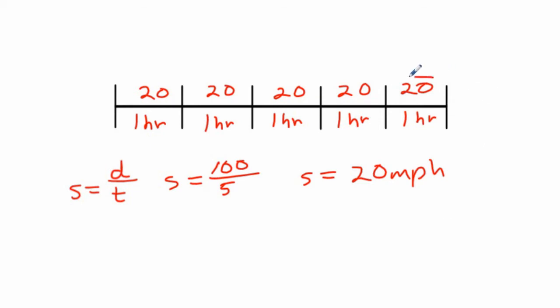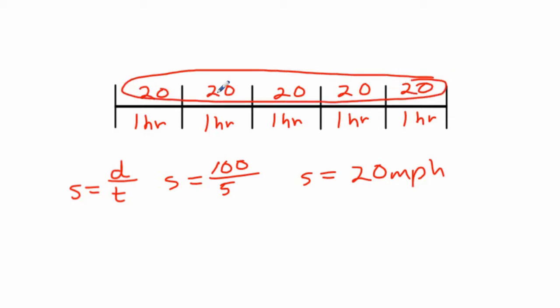Now, because the distance traveled for each hour is the same, we can also say that 20 miles per hour is a constant speed. Constant meaning not changing. So during this entire trip we drove 20 miles per hour. It didn't change, it's constant. Alright, let's look at another example.